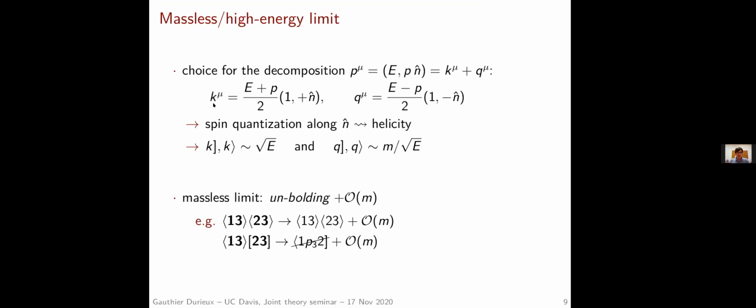We can also see that this k spinor in the high energy limit would scale like the energy, while the q spinor would scale like the mass squared over the energy. So in the massless limit, this q spinor would just disappear, and my massive momentum p would just reduce to a massless momentum k. So the massless limit is very simple. In this bolded notation, it just amounts to unbolding, up to mass corrections, at least in simple cases where the leading term is non-vanishing. There are also cases where, for instance, due to momentum conservation, the leading term would vanish and one would only remain with terms proportional to masses.